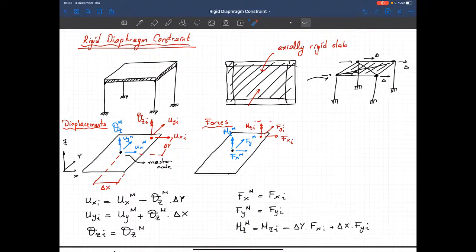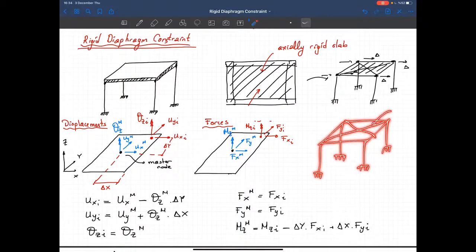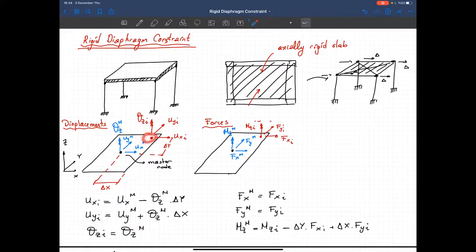Okay, this not only helps us to create a wireframe model for a 3D structure composed of beams and columns, where we define a rigid diaphragm constraint. It also helps us to reduce the number of degrees of freedom, because it doesn't matter how many nodes I have on the slab. At the end of the day, the in-plane behavior will only be described by these 3 degrees of freedom.